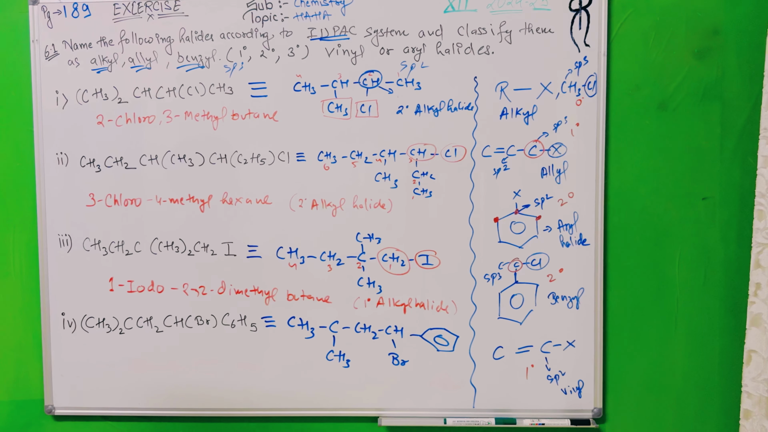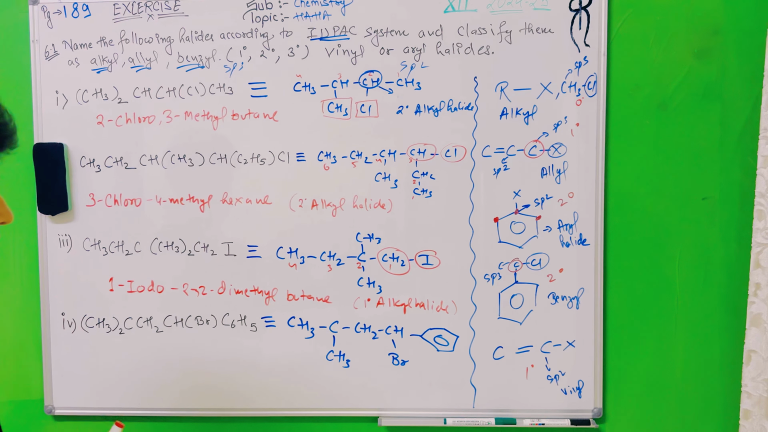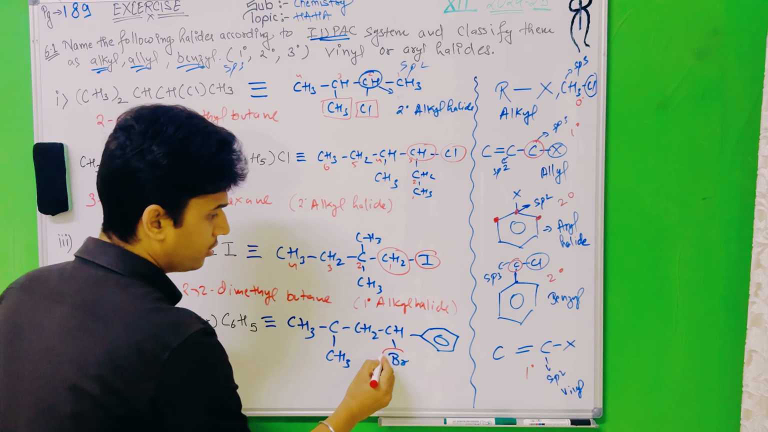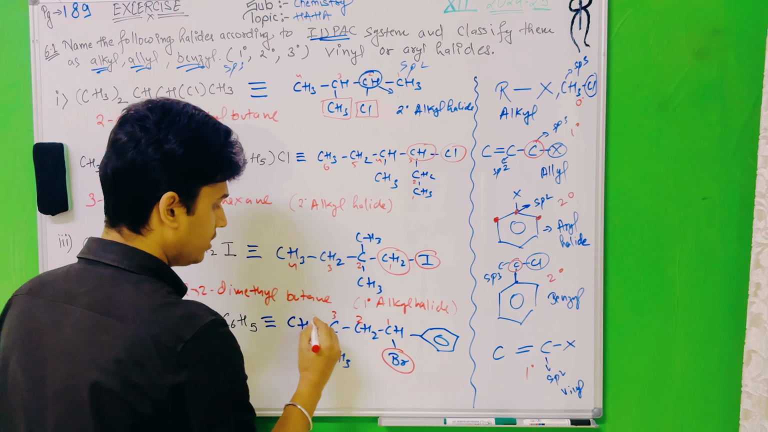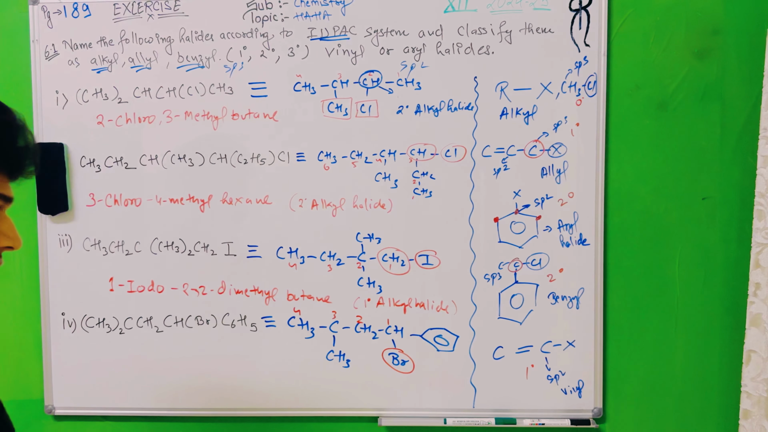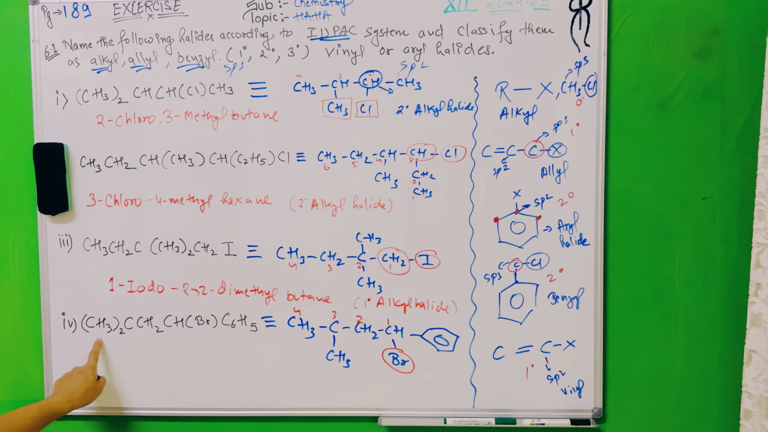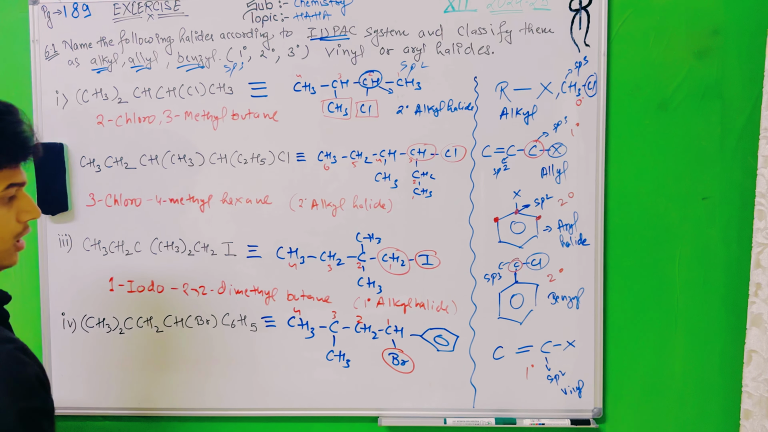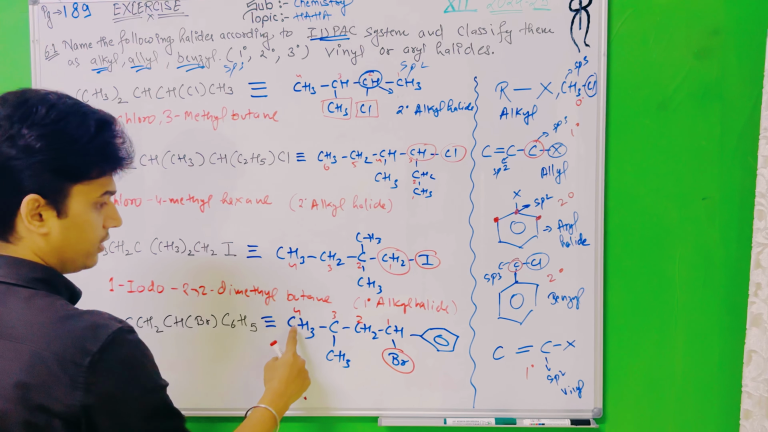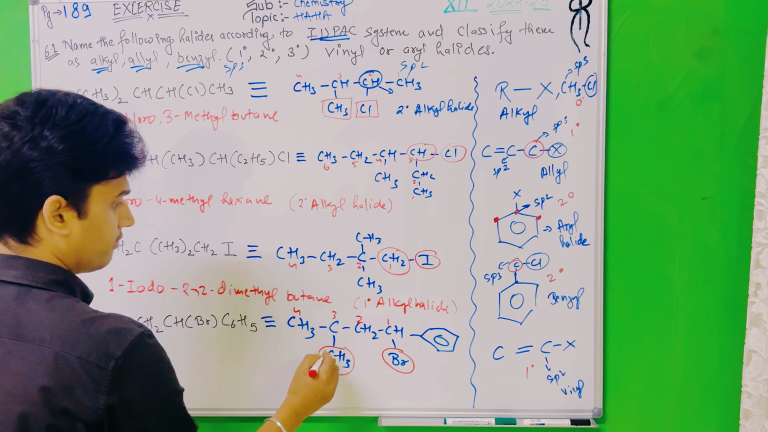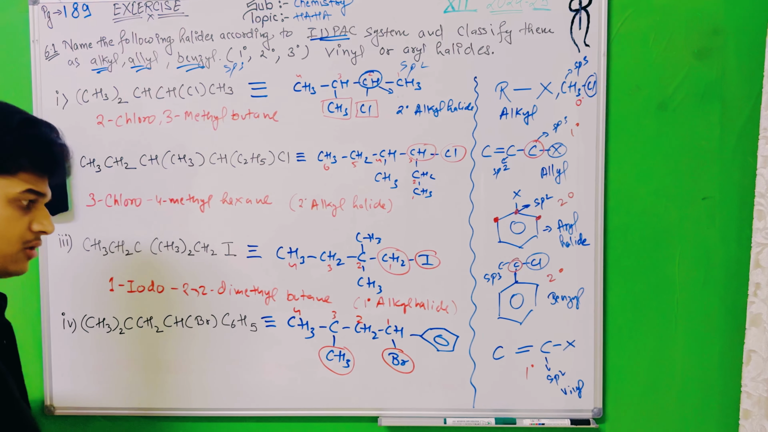Now what you have to do is just number it. How will you number? Look for your halogen. Here your halogen is on this carbon, so 1, 2, 3, 4. Correct? CH3 2 times, okay, C, CH2, CH2, CH, bromine, C6H5. Now, how will you number? 1, 2, 3, 4. 1 is with bromine, 3 has the methyl group here.